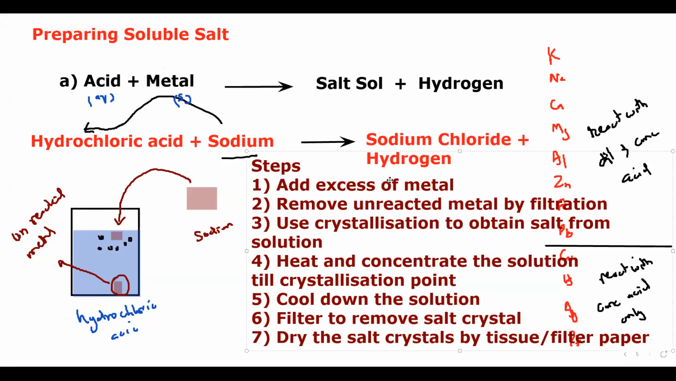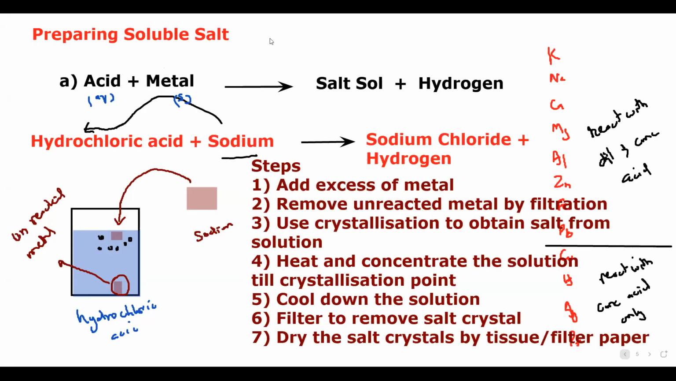Then the second method to prepare a soluble salt uses the same technique. When acid is reacting with a base or insoluble base, which is also called a metal oxide. So acid plus base or insoluble base, because soluble base is known as alkali. Or you can also say metal oxide.